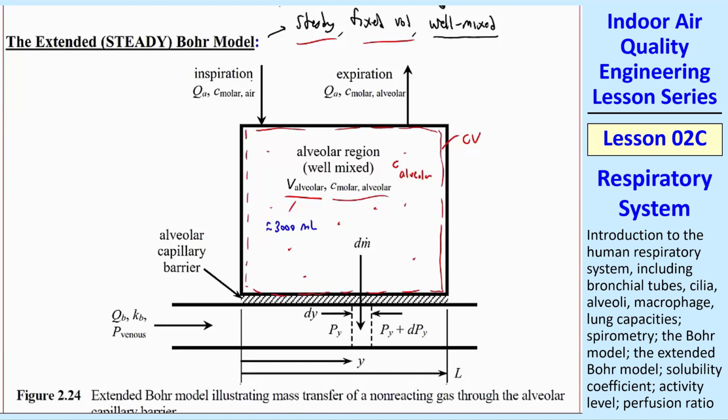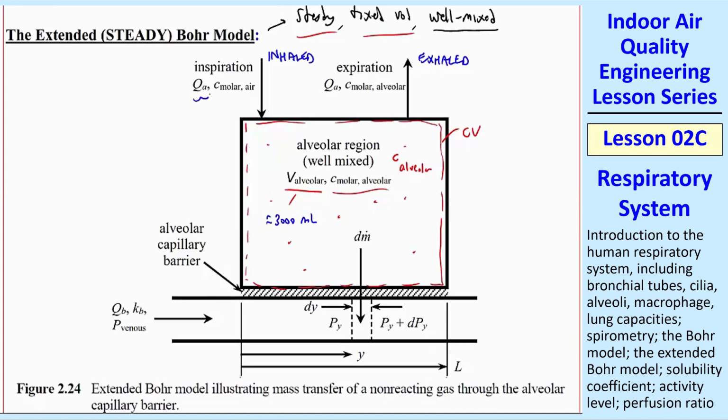And then you have some inhaled air, and this is steady, so you just have air coming in and air exhaled or coming out. So you're going to breathe in at some QA, some volume flow rate of inhaled air with a molar concentration of air. It can be air or it can be any chemical that we're analyzing. So if we're looking at oxygen uptake, we can look at the mass concentration of oxygen or carbon monoxide or benzene vapors or whatever you want to look at. And this comes in and mixes, so we assume this is well mixed, like I said in here.